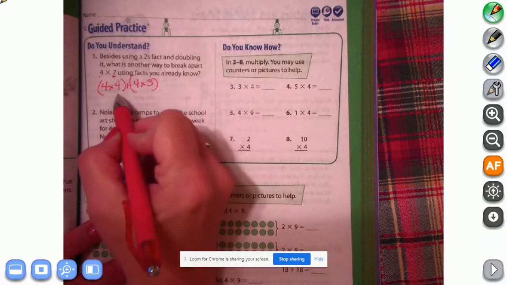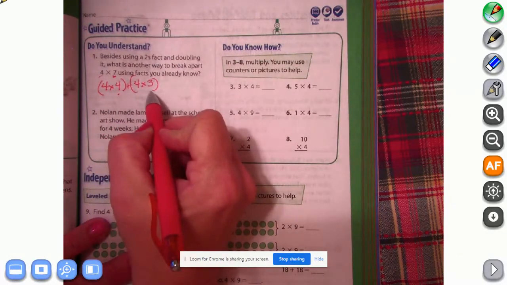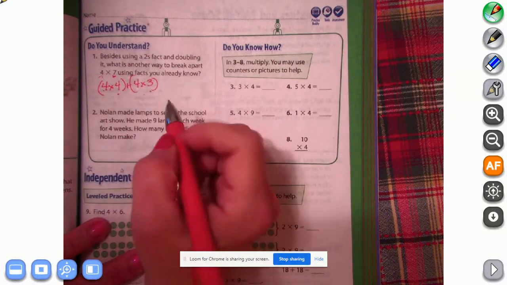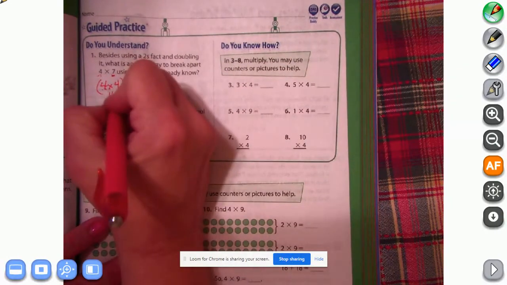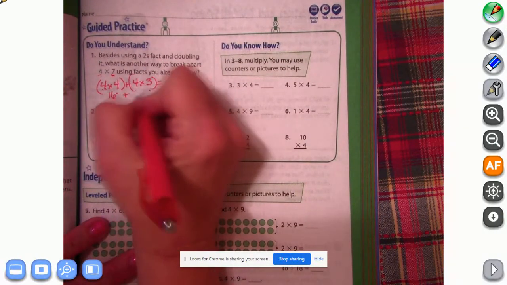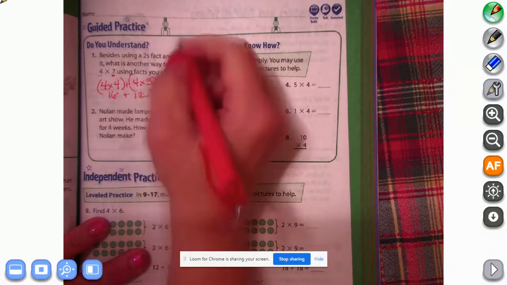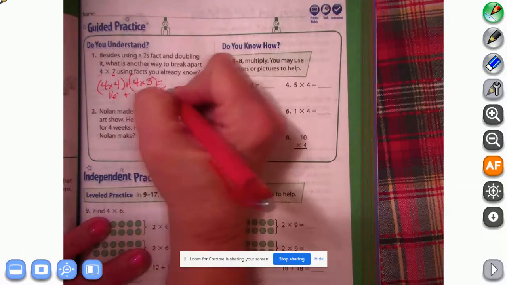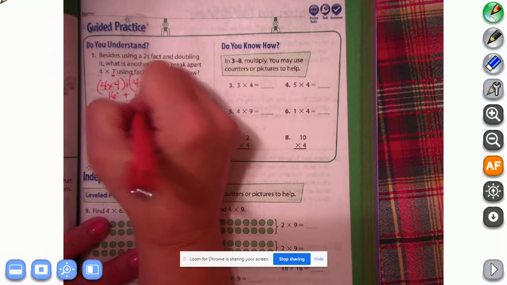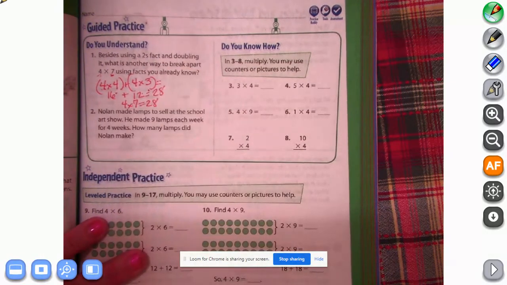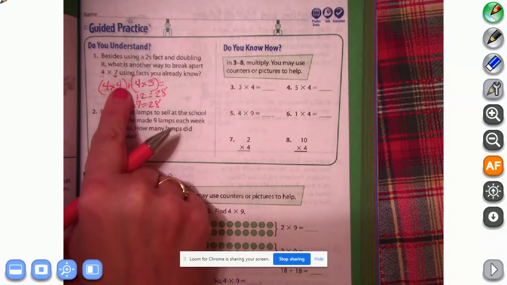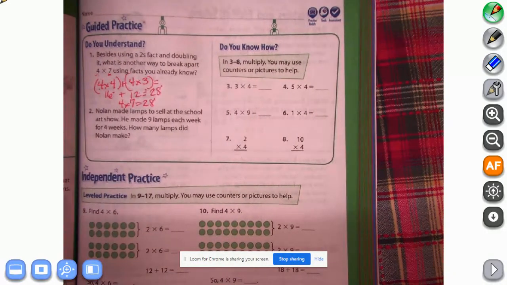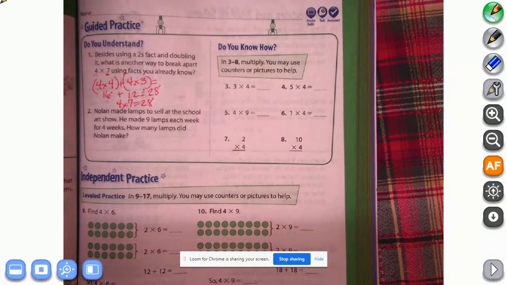We're doing this one, so it's the second number. 4 plus 3 is 7. The first 4 stays the same. And then we're going to solve. 4 times 4 is 16. Plus 4 times 3 is 12, which equals 28. 4 times 7 equals 28. We did a different way. Rather than the double, we did the 7 this time. Okay, go ahead and get that written down.